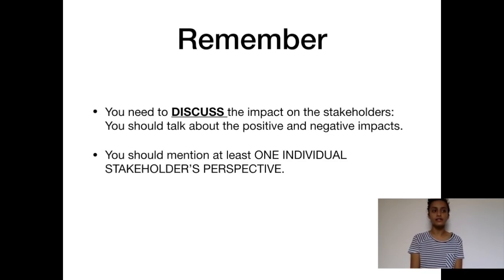And something else about this criteria is that you need to talk about at least one group stakeholder. So a group stakeholder could be customers, it could be employees. So those are group stakeholders. But you have to mention at least one individual stakeholder. And an individual stakeholder could be the CEO, it could be a specific employee.